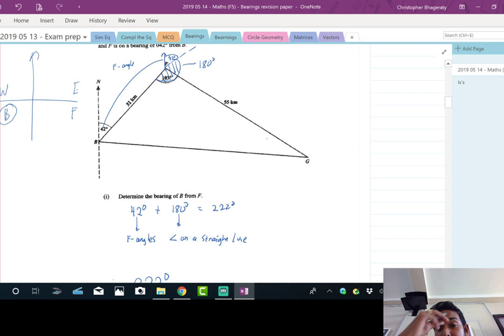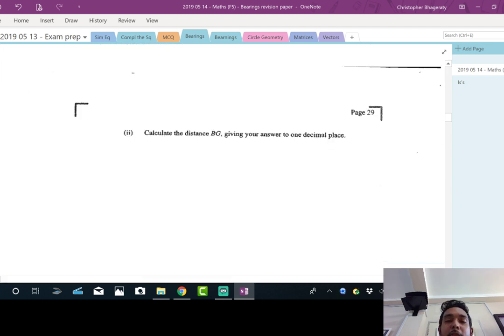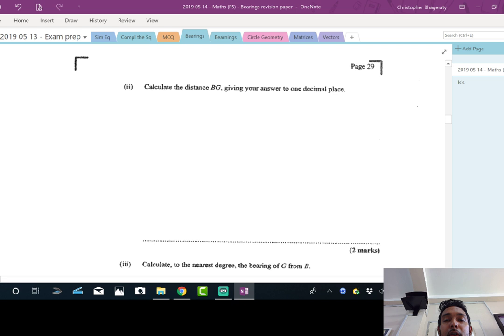Alright, anybody have any questions on that first part there? Or are we okay with it? We're good? Okay, let's check out the next part. Let's just erase that quickly. Alright, calculate the distance BG.